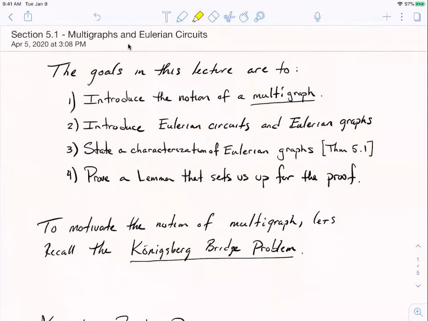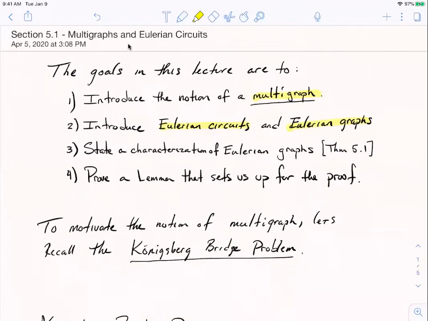In this video lecture, we're going to take a look at some material from the first section of Chapter 5 on multigraphs and Eulerian circuits. So you can see the goals of the lecture there in front of you. I want to introduce the notion of a multigraph. We're going to start with that. And then I want to tell you what I mean by an Eulerian circuit and an Eulerian graph.